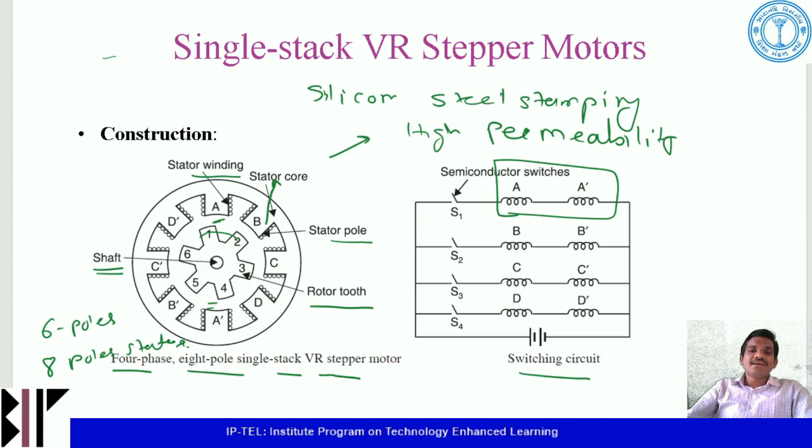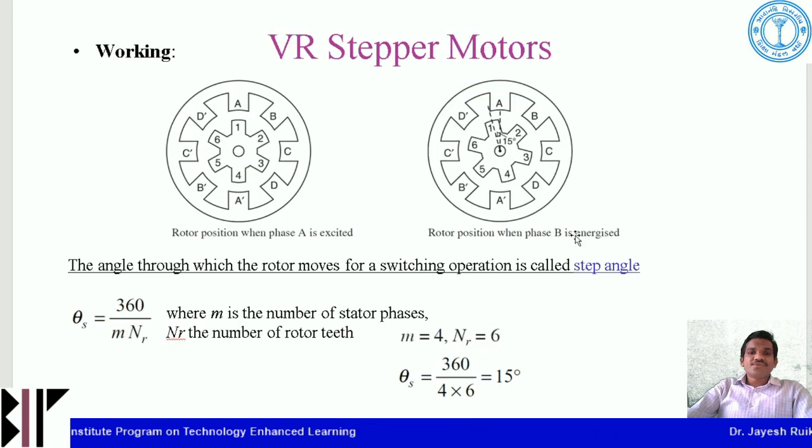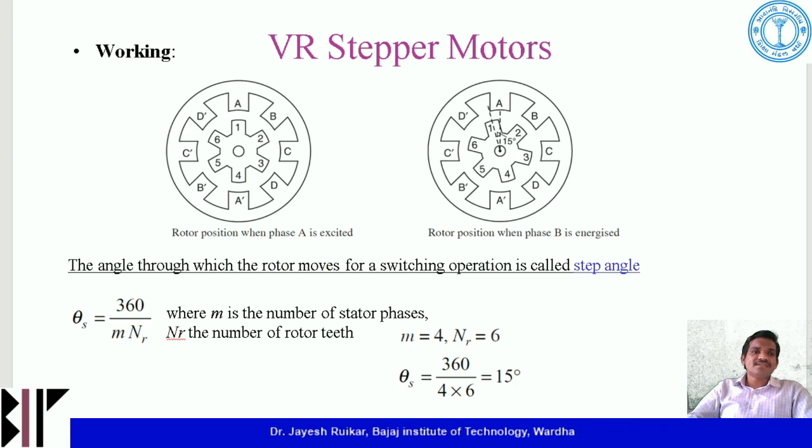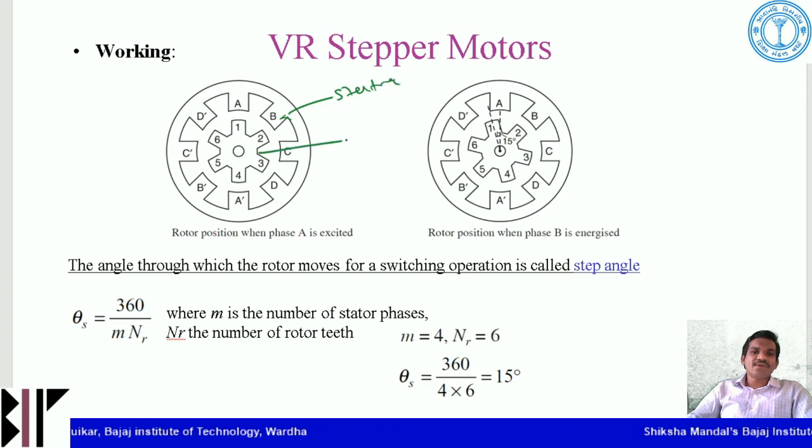It should have high permeability. Okay, so now we will see the working of the stepper motor. You can see that this is your stator, and these are the stator poles. This is your rotor, and these are the rotor poles.